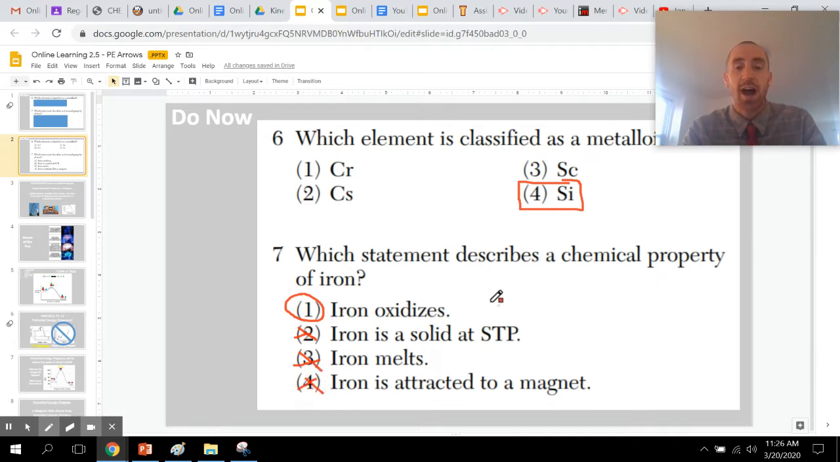So the answer is iron oxidizes. And what that means, if you didn't know, is that oxidize means it reacts with which element? Oxygen. So Fe will react with oxygen and form Fe2O3. And that is iron oxide. So that is actually changing.